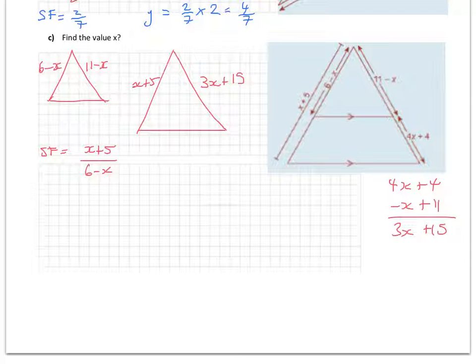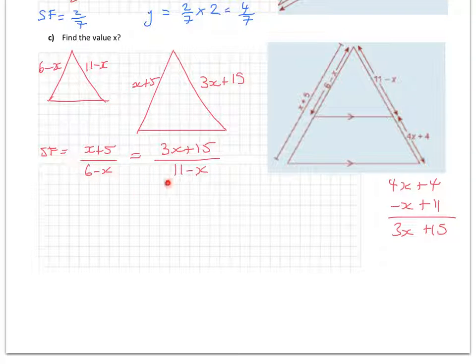Well, the same thing can be done with the second pair of sides. Going from 11 minus x up to 3x plus 15, I can say the same thing. It's the same scale factor, and so I have a situation where this scale factor is also equal to 3x plus 15 divided by 11 minus x. And we now have ourselves a fraction equal to a fraction.